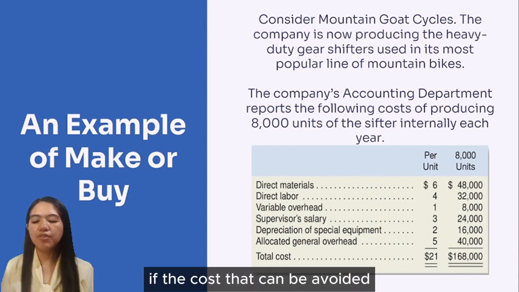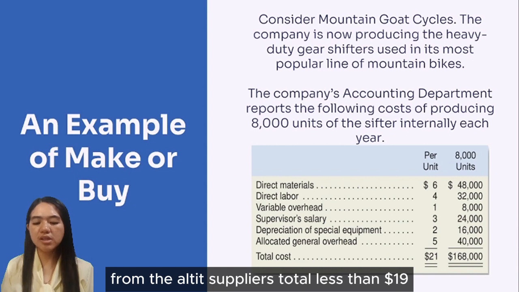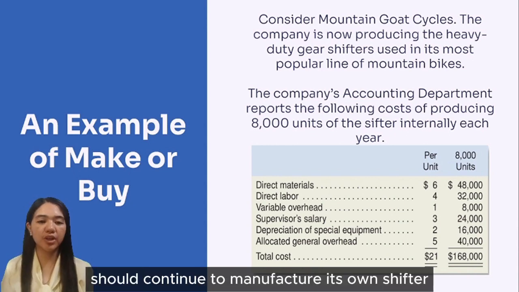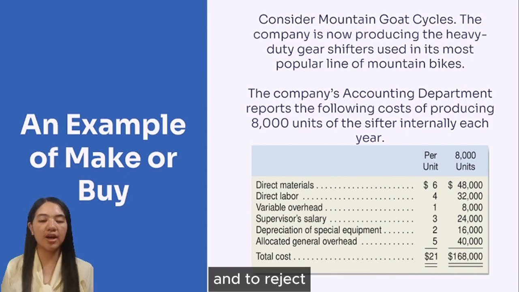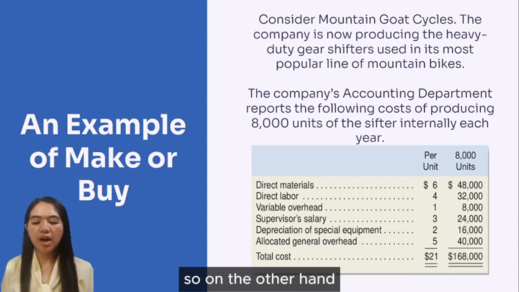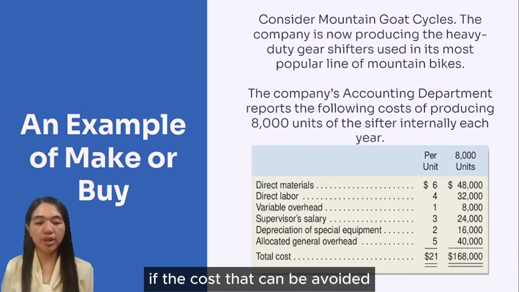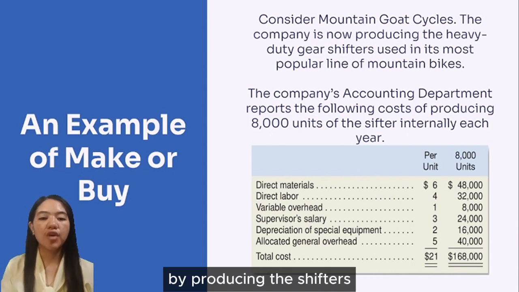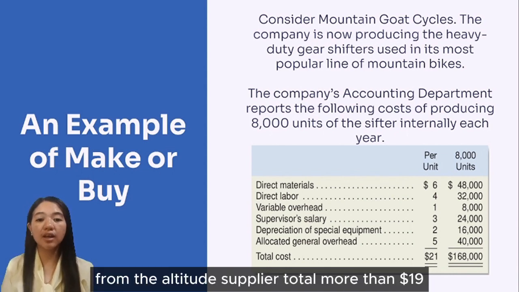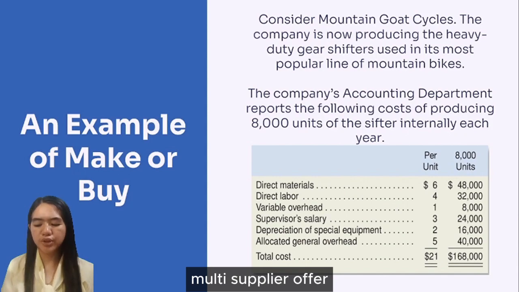If the costs that can be avoided by purchasing the shifters from the outside supplier total less than $19, then the company should continue to manufacture its own shifters and reject the outside supplier's offer. On the other hand, if the costs that can be avoided by purchasing the shifters from the outside supplier total more than $19, the outside supplier's offer should be accepted.